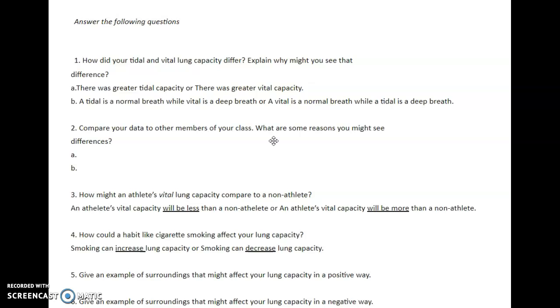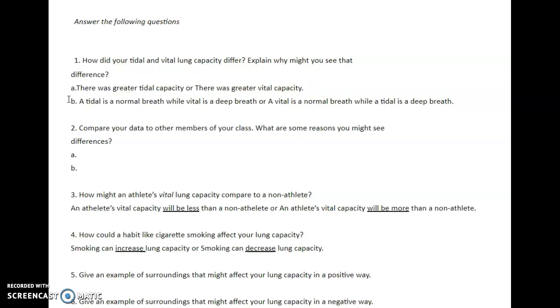First one, how did your tidal and your vital lung capacity differ, and then why would that be? Now, what I've done is I've given you choices. So for how did your tidal and vital lung capacity differ, you've got two choices. There's a greater tidal capacity or there's a greater vital capacity. Then the second part is explain. That's what the B is.